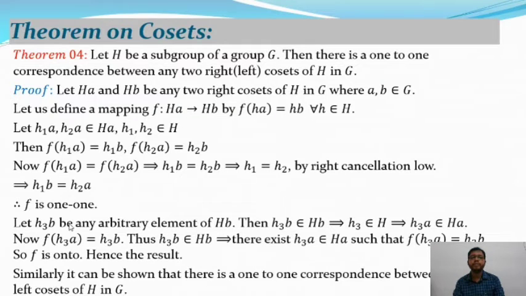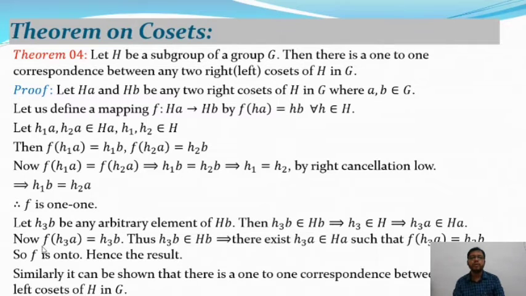Again, let h3b be any arbitrary element of Hb, that is, in the codomain of the mapping f from Ha to Hb. From this we shall prove that f is onto. Then h3b belongs to Hb, and this implies h3 belongs to H. And you know that h3 belongs to H implies h3a also belongs to Ha, where Ha is the right coset of H in G.